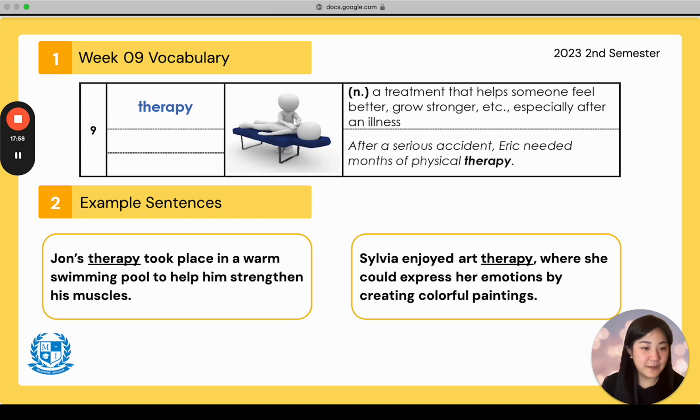There's many different types of therapy also. Example 2, Sylvia enjoyed art therapy, where she could express her emotions by creating colorful paintings. So maybe she was feeling a bit sad these days and she wanted some kind of outlet to let her feelings come out. So she went to art therapy.